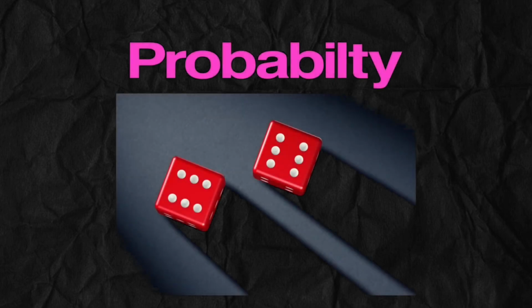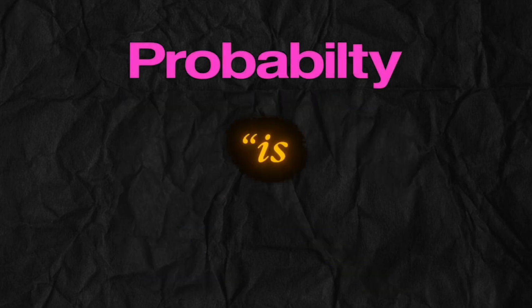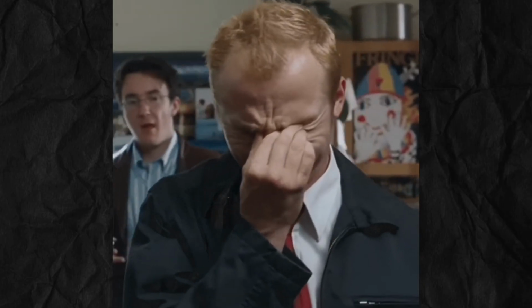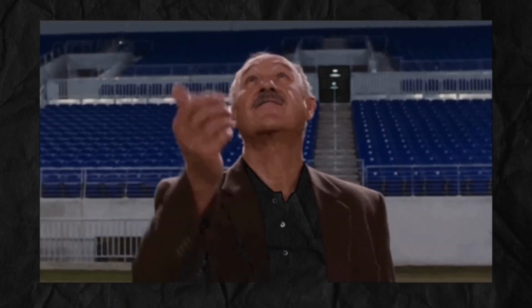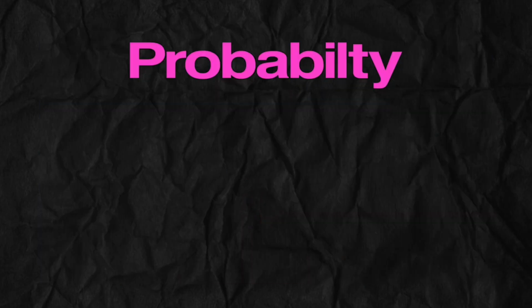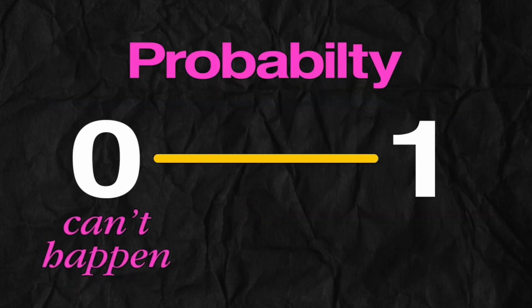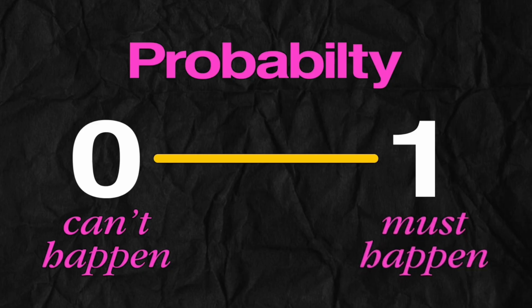Closely related is probability. Probability is the math of likelihood. Anytime the future is uncertain and you need to reason about outcomes, you use probability. The probability of any event is expressed as a number between 0 and 1. 0 means it cannot happen. 1 means it will definitely happen. 0.5 means it is equally likely to happen or not.